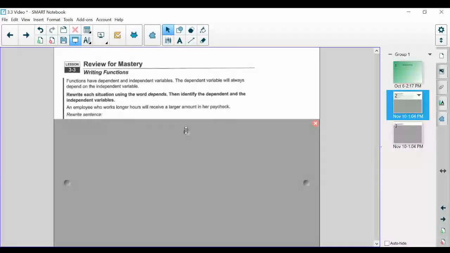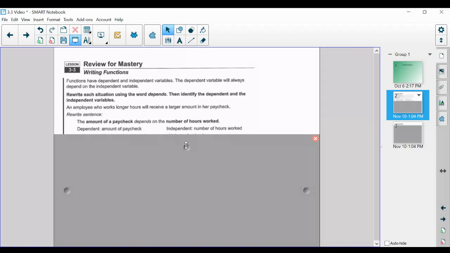So let's talk about one example. It says an employee who works longer hours will receive a larger amount in her paycheck. So let's talk about how we're going to rewrite it. What is going to be the dependent variable? What is going to be the independent variable? Well, what depends on the other? Well, the amount of money that they get depends on how many hours they work. So if you work more hours, you get more money. If you work less hours, you get less money, right? So we can rewrite it by saying the amount of money in a paycheck depends on the number of hours worked. And this is just more of a logic-based thinking. We're now taking situations and putting it into what makes sense for us.